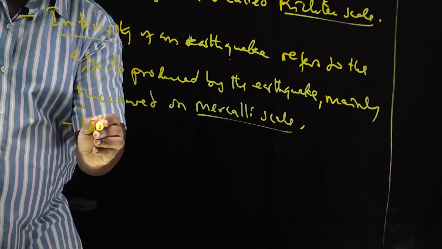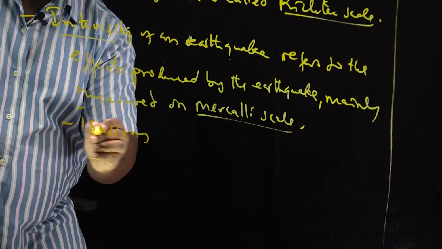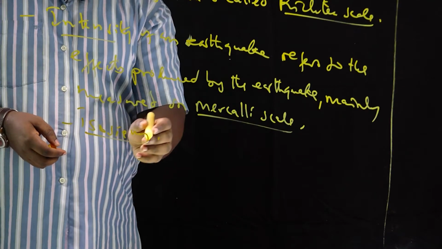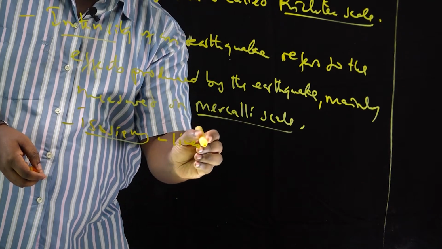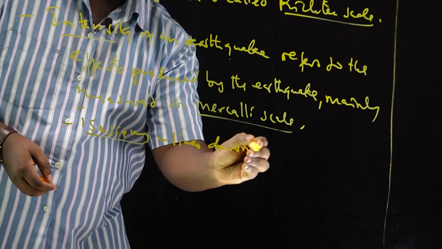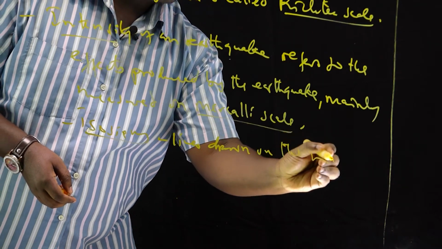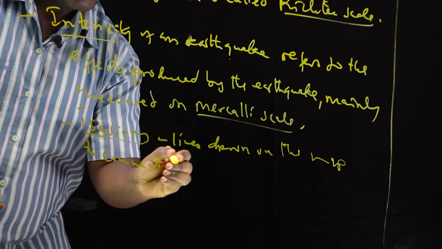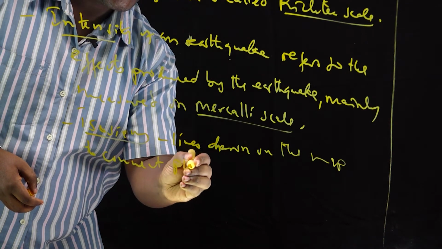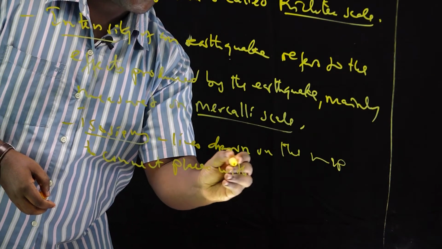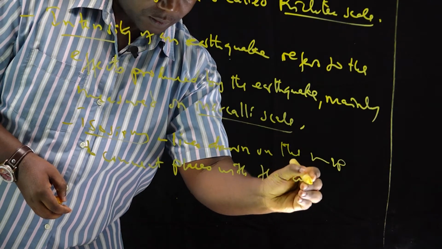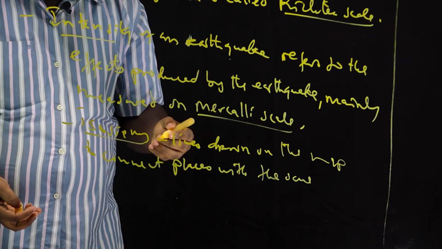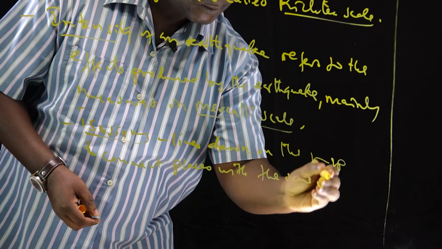isoseismals. These are the lines that are drawn on the map to connect places with the same strength of shaking.